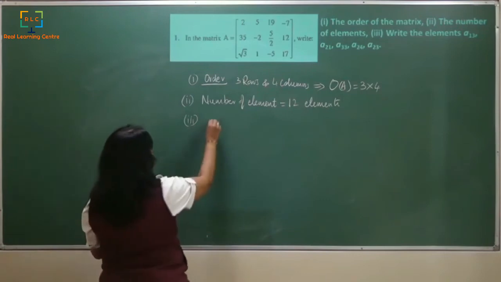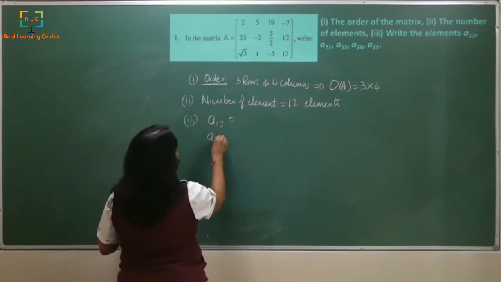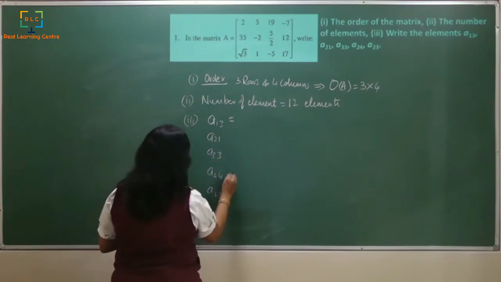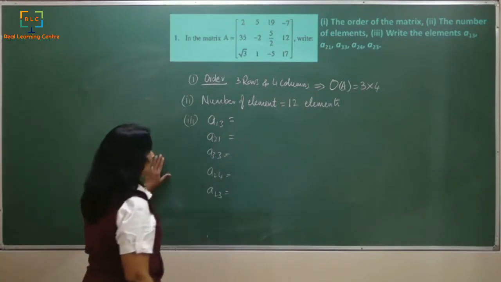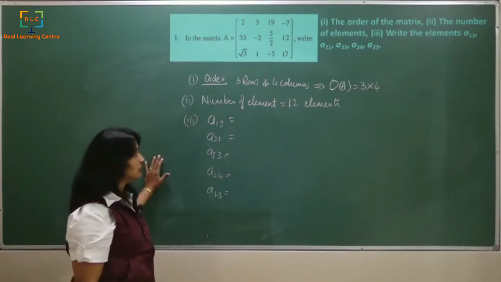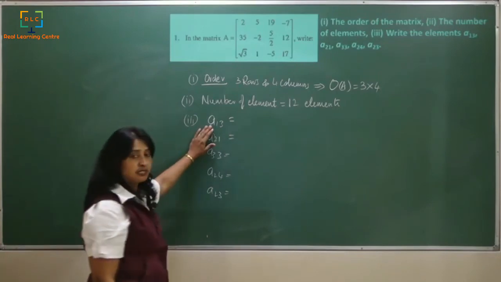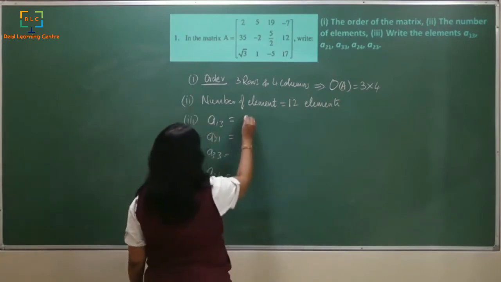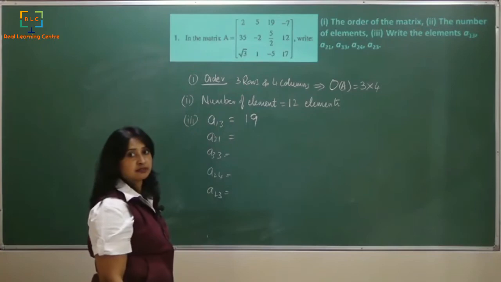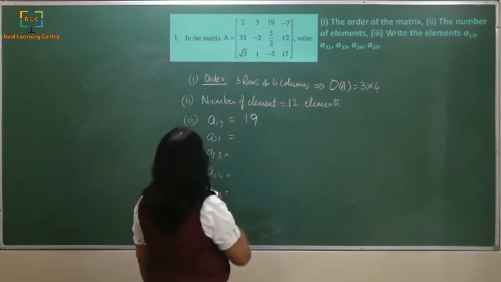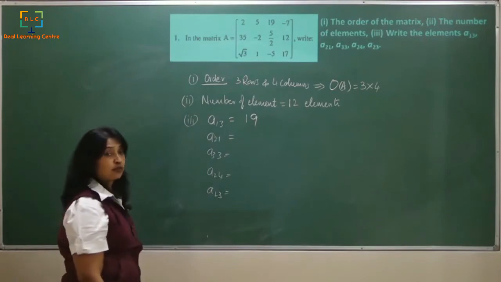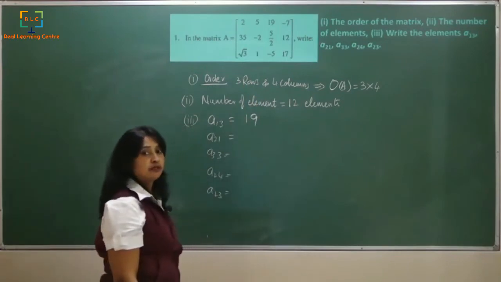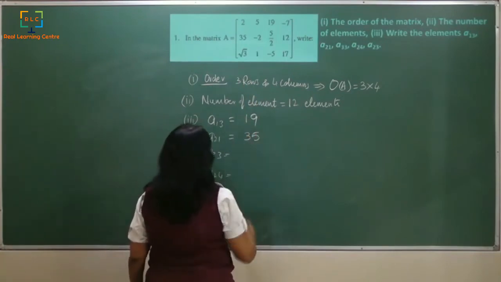And then we go to the third sub question. They want us to write what A13, A21, A33, A24 and A23 are equal to. These are nothing but the elements present in that particular row and that particular column. A13 means the element present in the first row and the third column. First row, third column will be 19 in the matrix. Is it not? Then A21 is second row, first column. The intersection point will be 35.